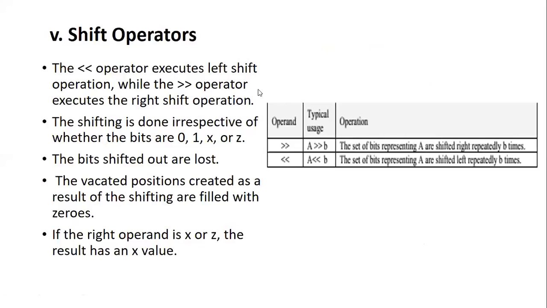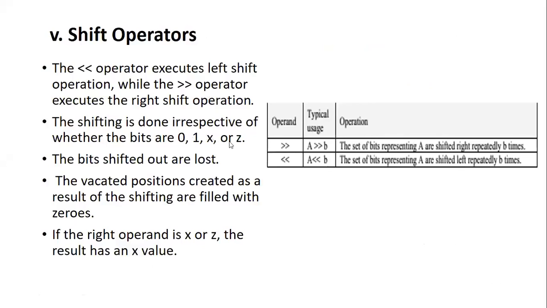Next are shift operators. Only two shift operators are there, right shift and left shift. If the arrow mark is towards the right, it is shifted right. If the arrow mark points towards the left, it will be shifted left. Now shifting will be done irrespective of the binary number being 0, 1, x or z.